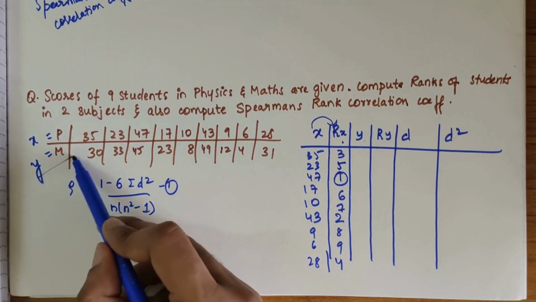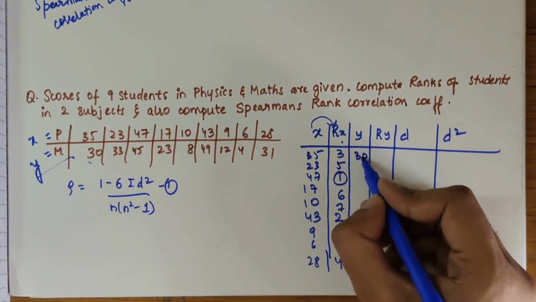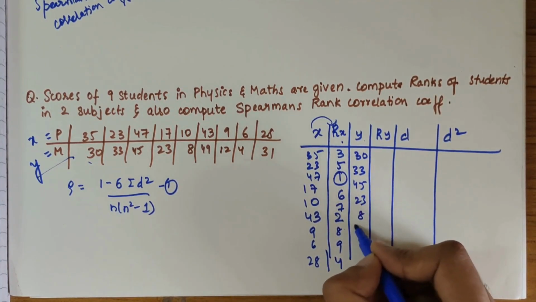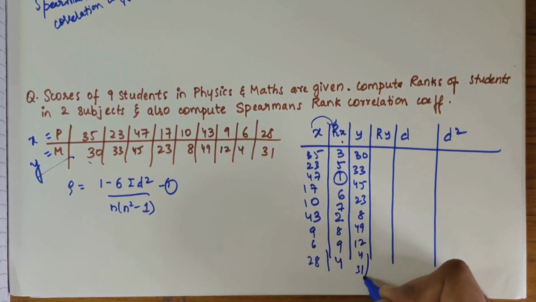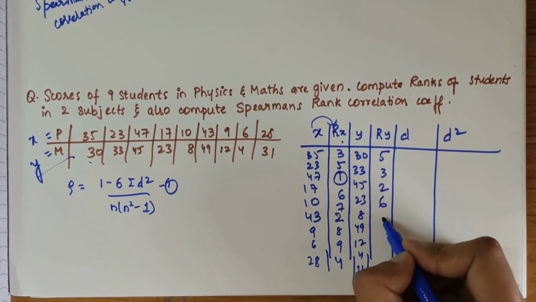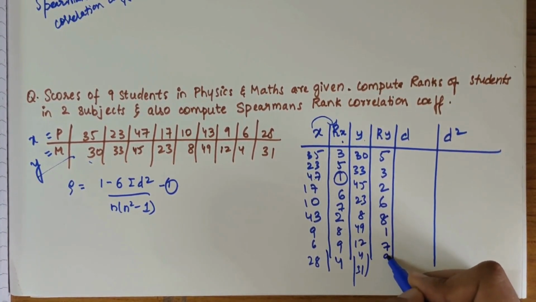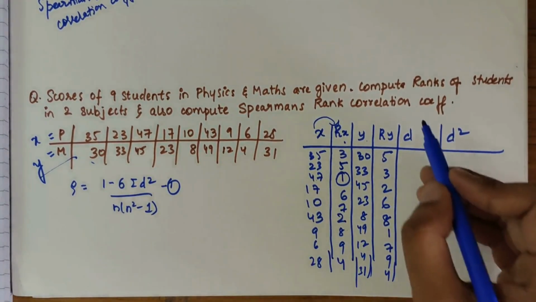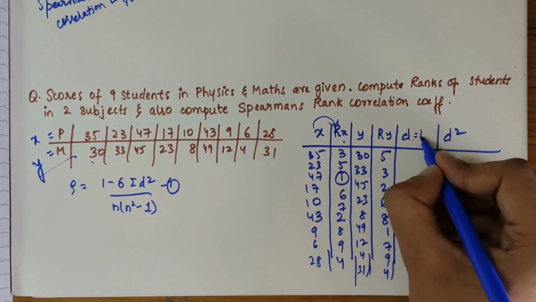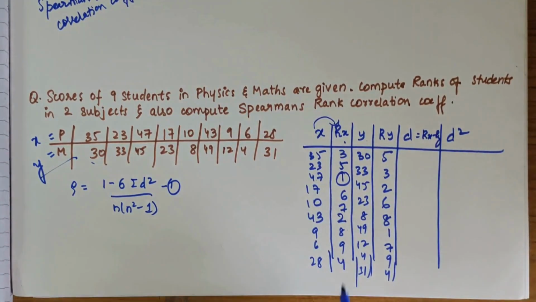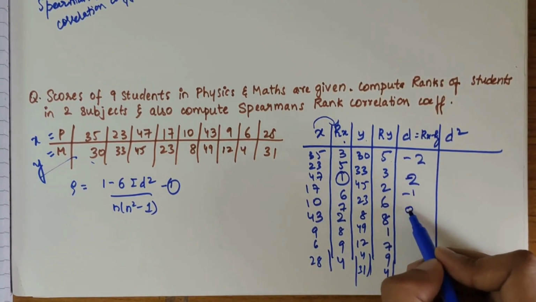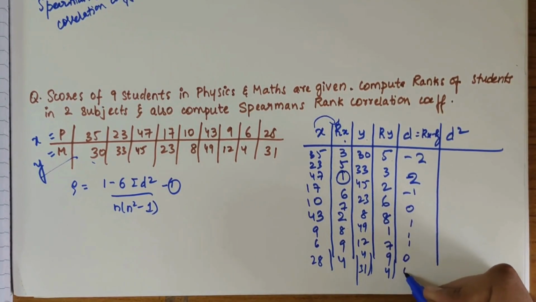Similarly, for the ranks of maths, you write the marks as they are: 30, 33, 45, 23, 8, 49, 12, 4, 31. And similarly, you allocate a rank to each value. For the d value, we know that it is x minus y. Do remember that d is the difference of the ranks of x and y. So 3 minus 5 is minus 2, then 2, minus 1, 0, 1, 1, 1, 0, 0.